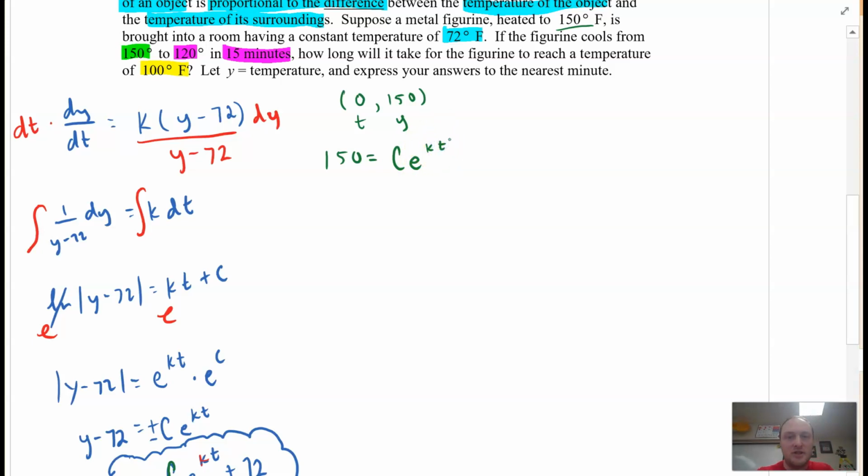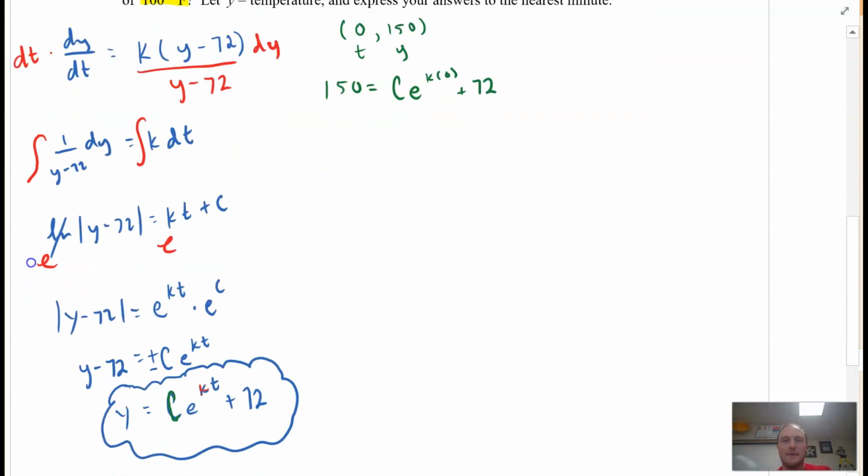Okay, which in this case, t is 0 plus 72. All right, and what we're going to do is solve for c. So we'll subtract 72 on each side, giving us 78 is equal to c times e to the power of k times 0. That's 0, so e to the 0 is c. So c is 78 degrees.